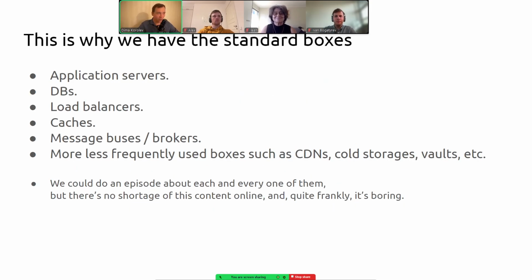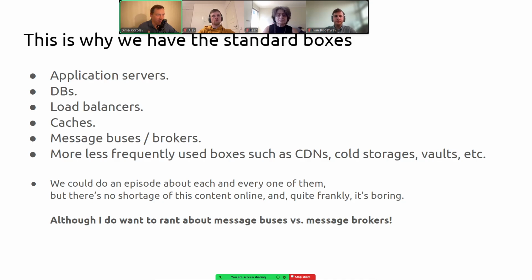So in order to accomplish this goal, we have standard boxes. When I used to record more educational, interview prep videos, I would always start by saying, which standard boxes do you know? Let's walk through them. What are the differences? And everybody these days knows about application servers, databases, load balancers, caches, message buses and brokers, and other components. We could literally do an episode on each of them, an hour long at least. These are useful components, and it's good to reason about them effectively, but this episode is not about that, although I do want to rant about message buses and message brokers. That's a commonly misunderstood topic.